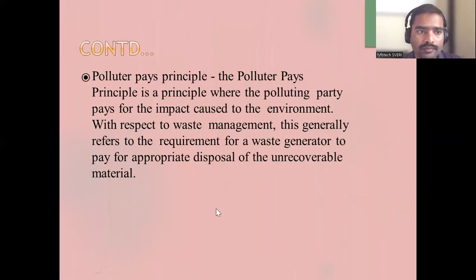So the polluter pays principle. Whatever industry it is, they are the polluters, correct? Industry is the polluter, so they will pay. The polluter pays principle is the principle where the polluting party pays for the impact caused to the environment.